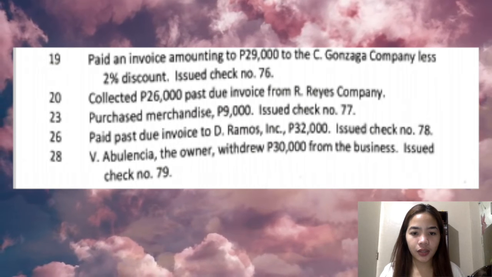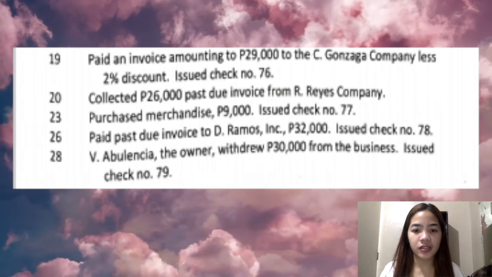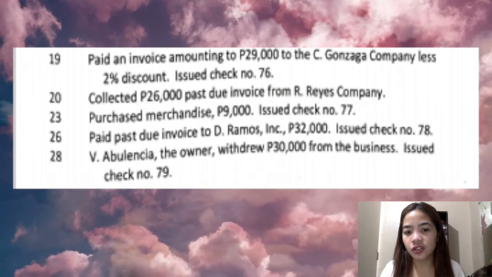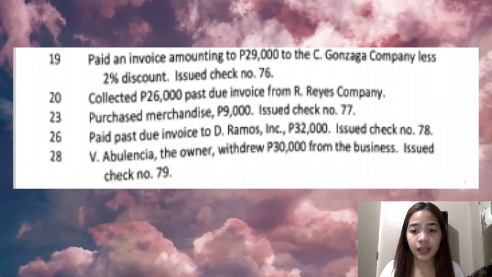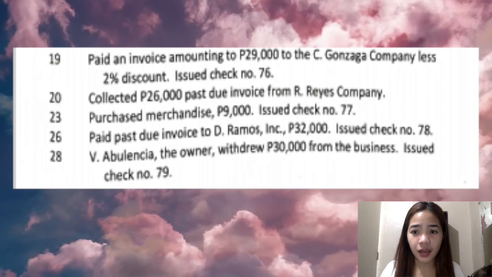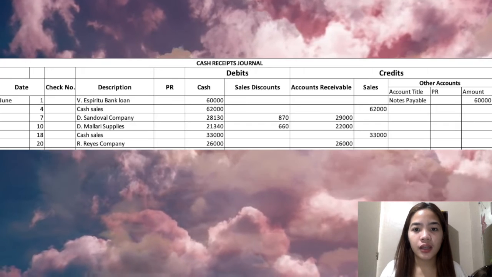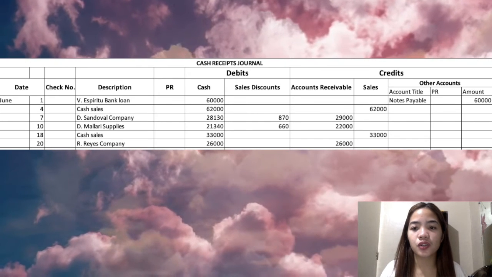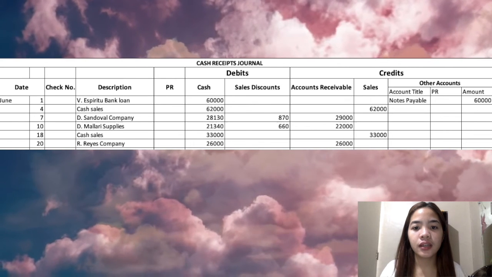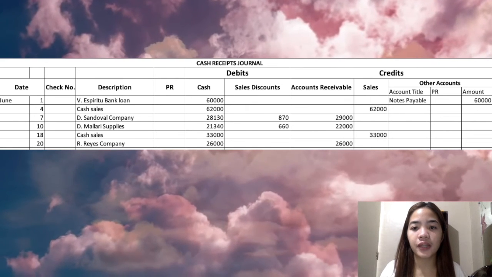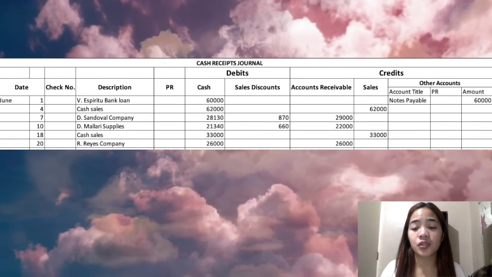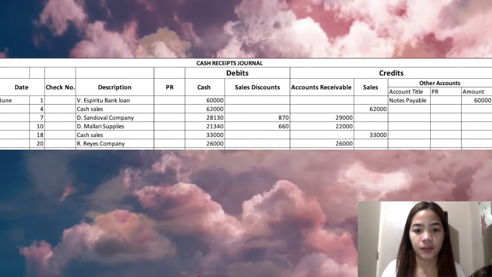June 20, collected 26,000 past due invoice from our Reyes Company. Since sa transaction na ito, walang in-indicate na may discount siya and past due naman, kaya as is na yung amount. Lagay natin sa cash receipts journal since naka-receive tayo ng pera. We have June 20, description, our Reyes Company, debit, cash, 26,000, and credit accounts receivable, 26,000.